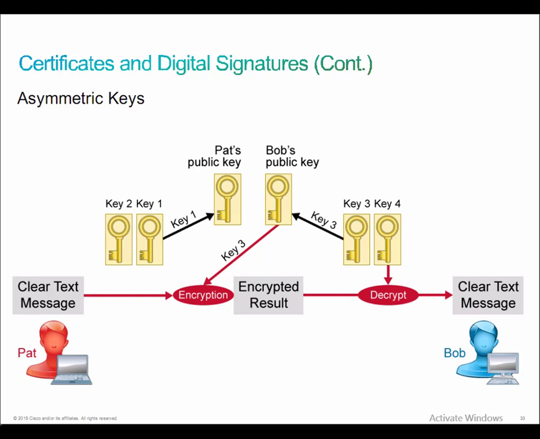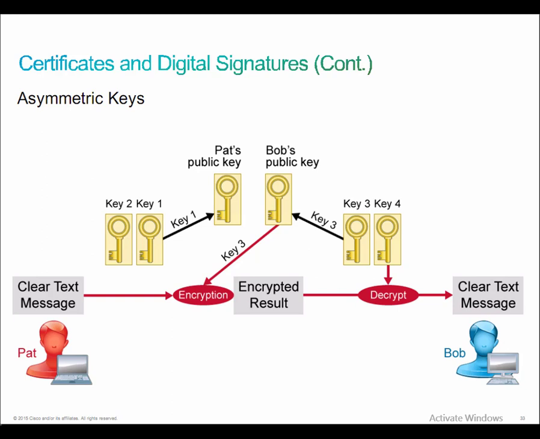But again, if I want to send stuff to Mike, and I want only Mike to be able to read that information, Mike is going to have to share his public key with me so that I can encrypt that data with his public key. And then he'll be able to decrypt that data with his private key and so on. So to exchange this secret message, Bob sends one of his keys to Pat, key 3 in this case, so we'll call that the public key from Bob's perspective.